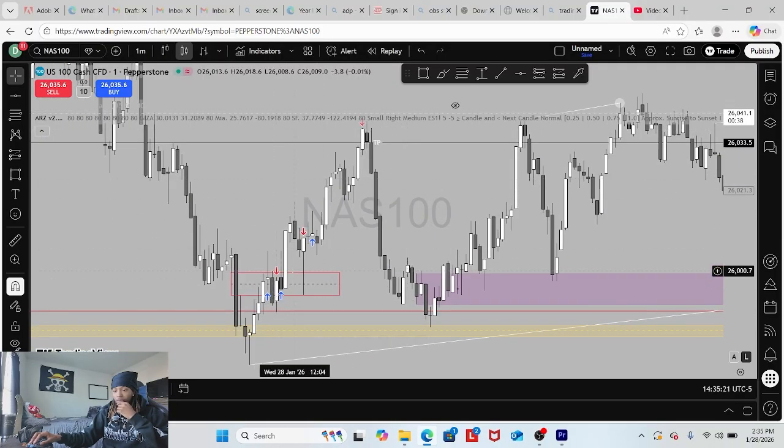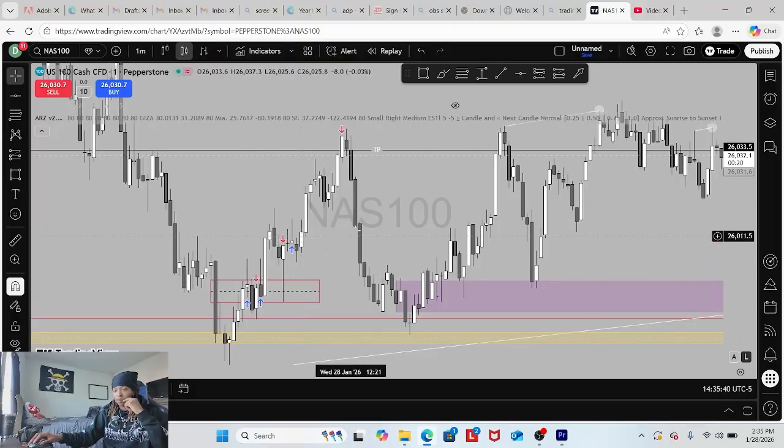We went up, swept, bro. As soon as this happened, this candle wicked down and rejected the gap. As soon as this candle happened, I sold my position. I did this twice today. That was terrible discipline on me, but I still ended up making all the money that I lost back, plus like 100 more.